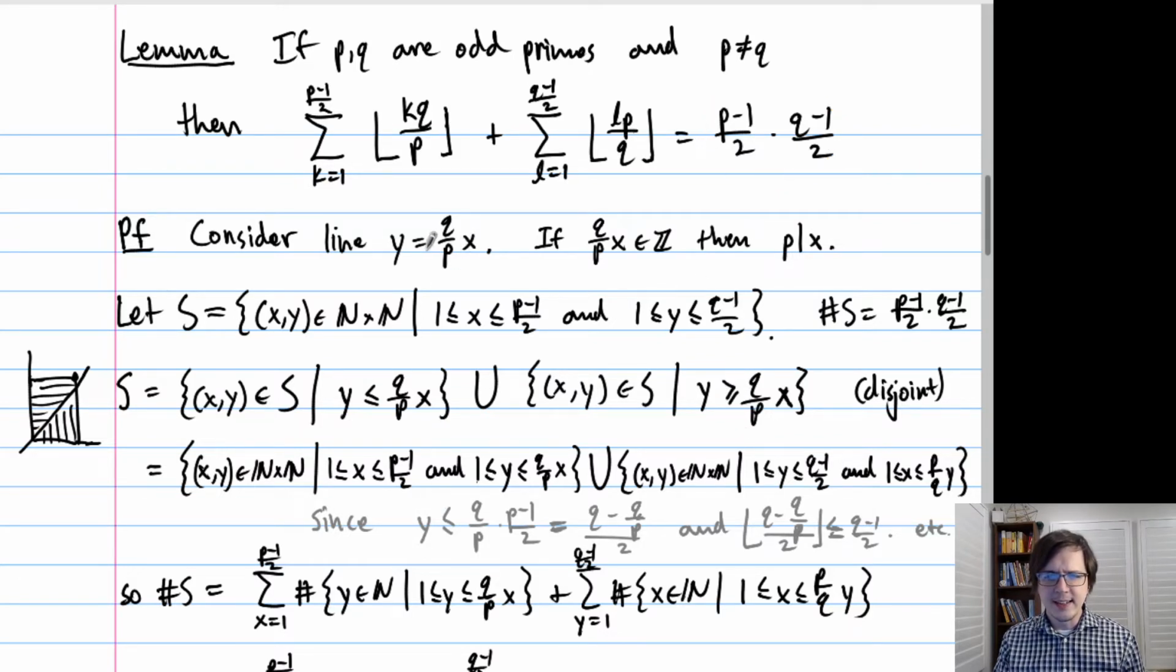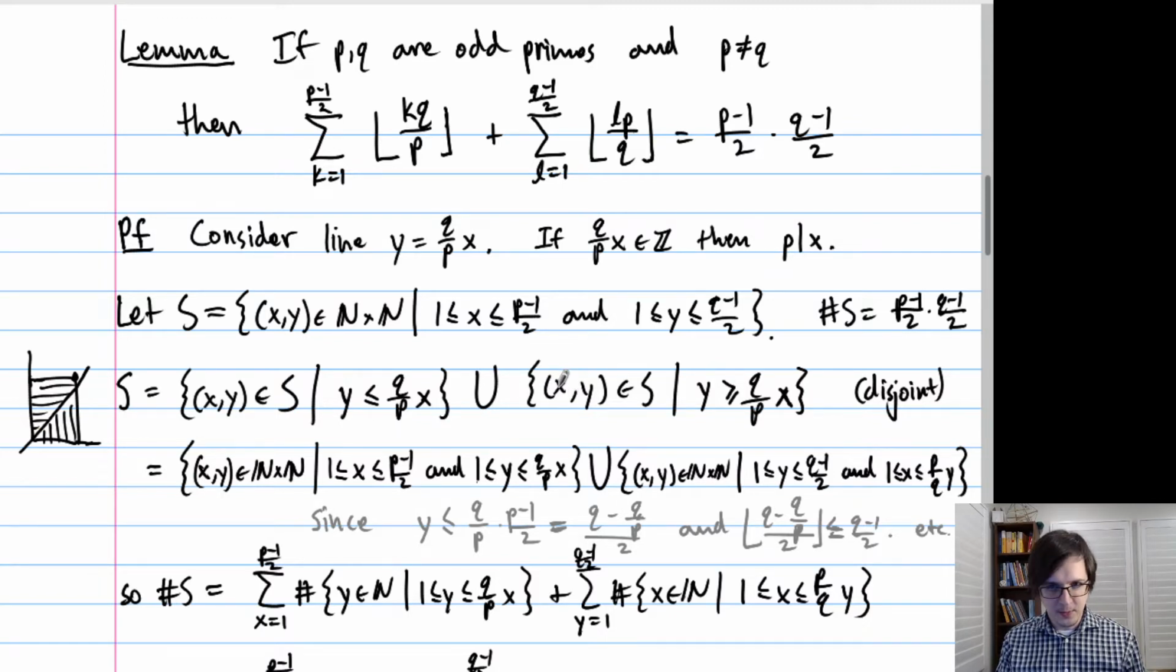Okay, now using this line, let's decompose S into a union of all those points x, y, where y is less than or equal to q over p times x, and then the same set but with a greater than or equal to. So what points do these sets have in common, if any?